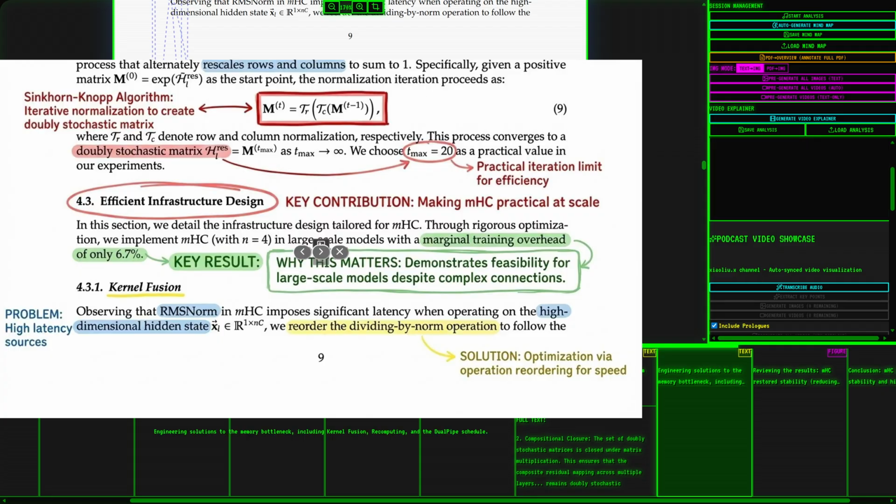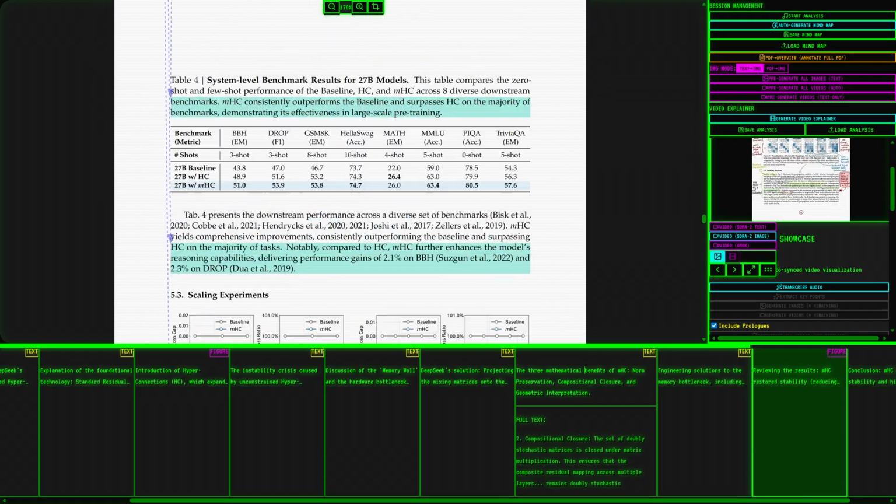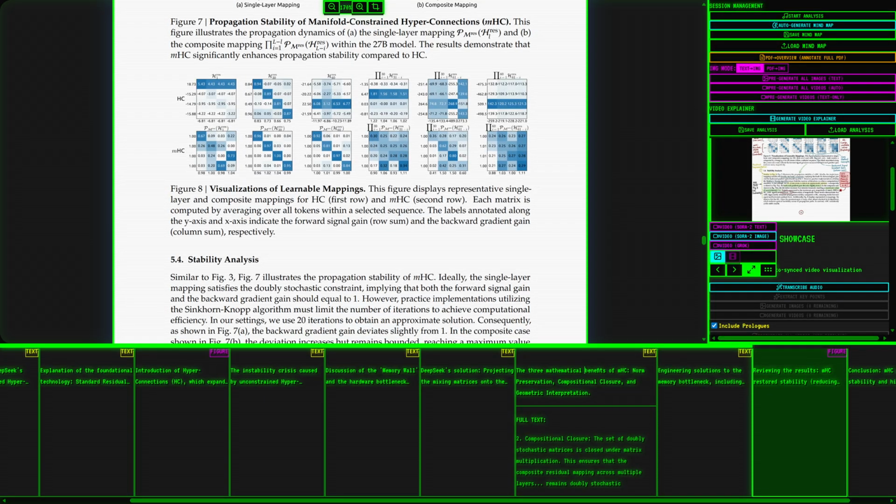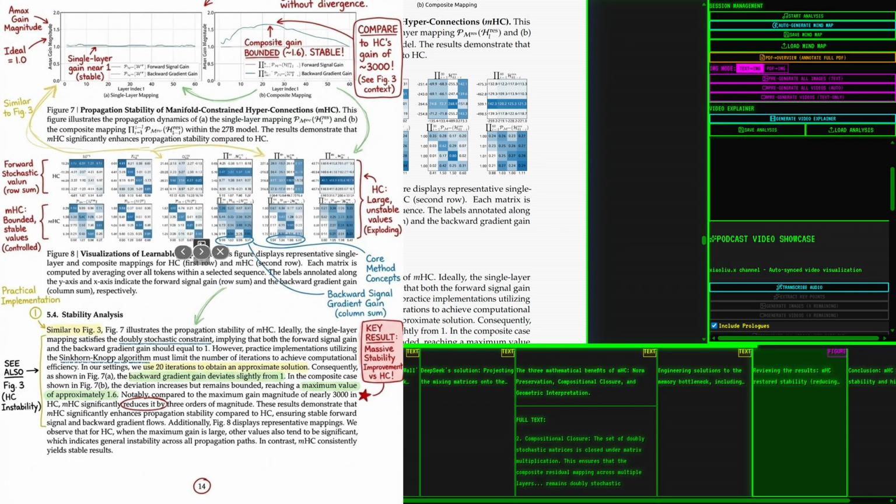And that stability must have translated directly into better performance on their 27 billion parameter models. It did. The training loss was stable. The gradient norms were stable. It behaved just like the simple traditional baseline. But crucially, it performed better. The MHC model achieved a final training loss that was 0.021 lower than the baseline. And lower loss means a better model.